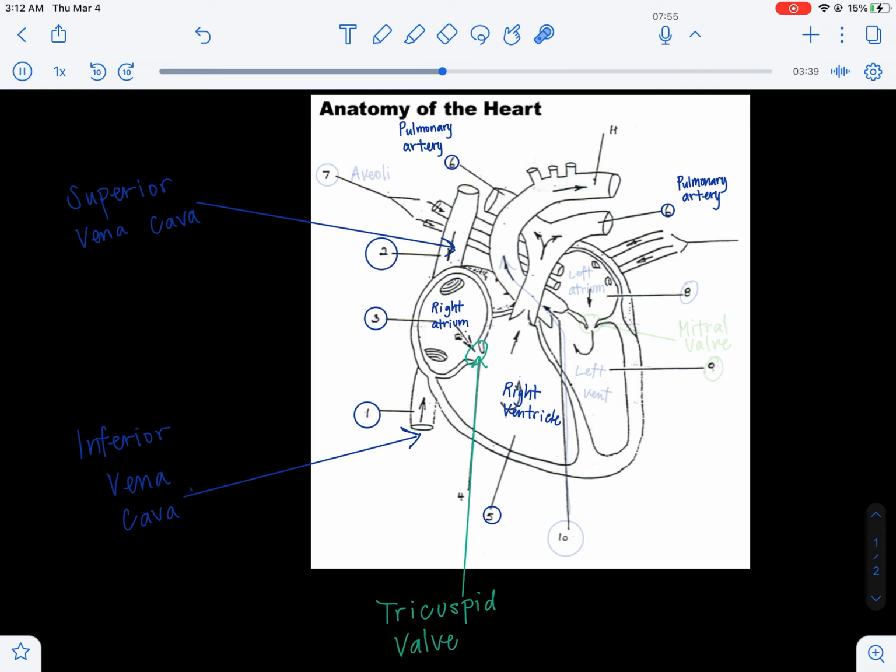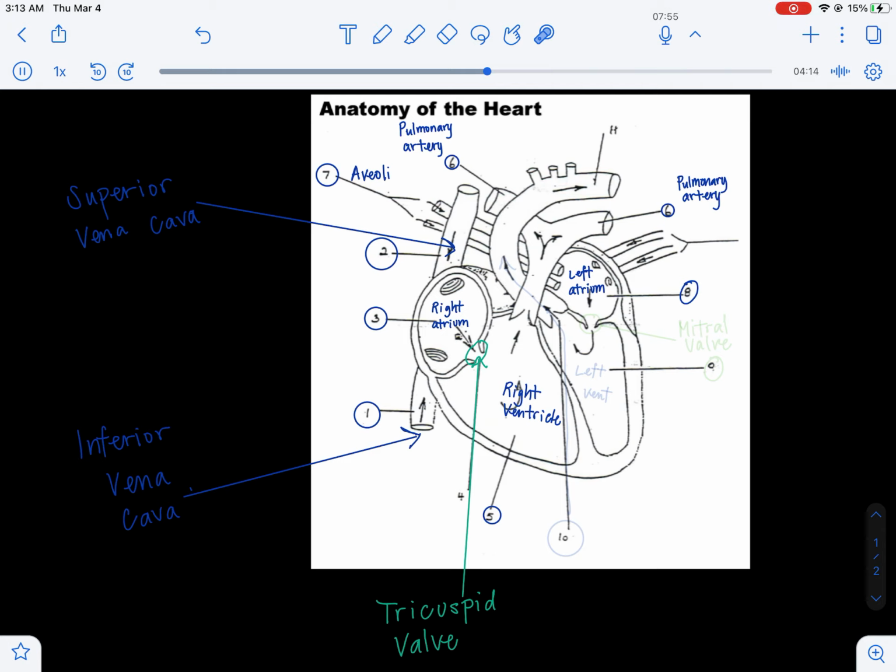Next is number 7. And that's going to be the alveoli. Okay, after the alveoli is the left atrium. Left atrium.